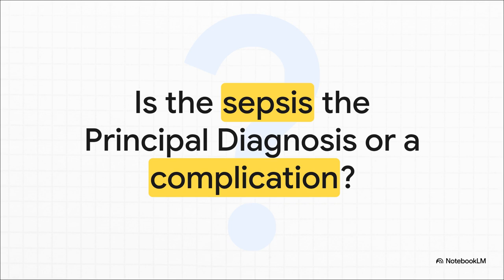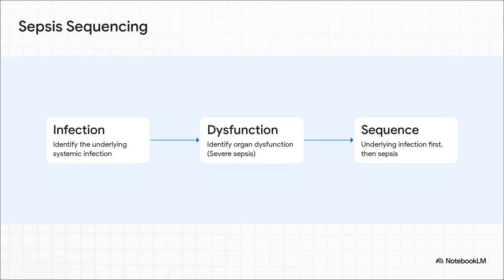Is the sepsis the principal diagnosis, or is it a complication of another infection? The ability to accurately sequence conditions like sepsis literally determines the entire trajectory of the MSDRG. So, how do we solve it? By following a strict 3-step sequencing rule.